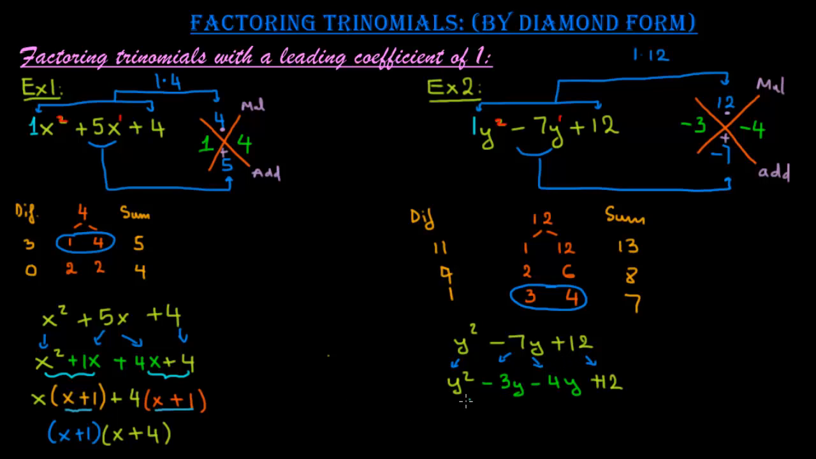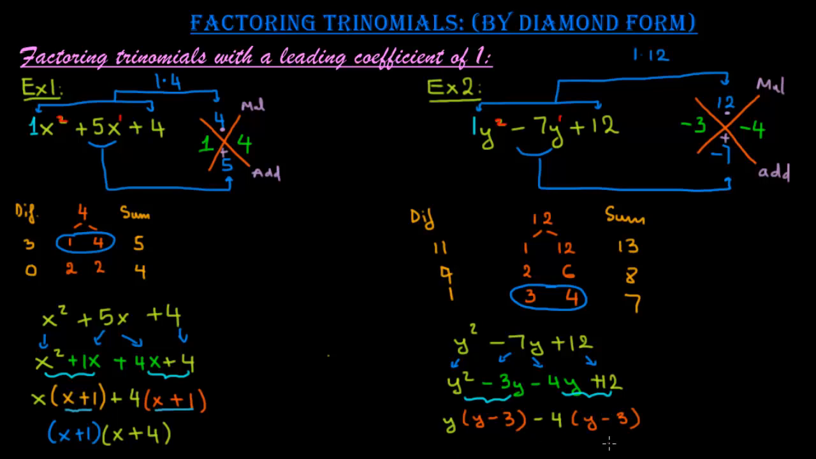The next step is grouping 2 by 2. We group the first two terms and the last two terms. What's in common in the first two terms? We have y in common, so I'm going to factor out y, leaving me inside with y minus 3. What's the common factor in the last two terms? We have 4 in common for sure because 4 goes into 12. And since they start with a negative, you have to factor out negative 4. So it left me inside with y minus 3.